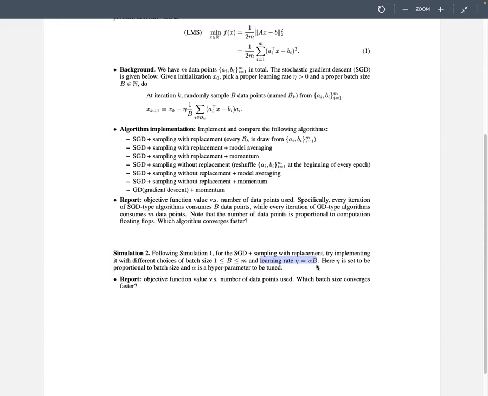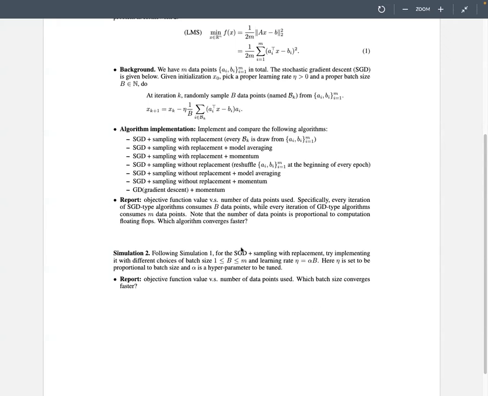And the question is, you can plot the curves. Which batch size converges faster? Maybe the fastest. You will see a choice of the best batch size. It is neither too big nor too small. There's a sweet spot here.